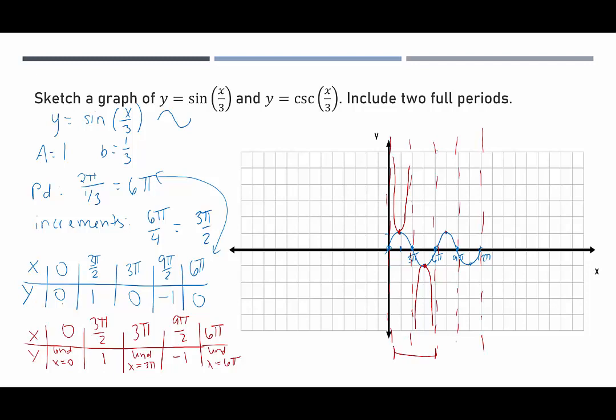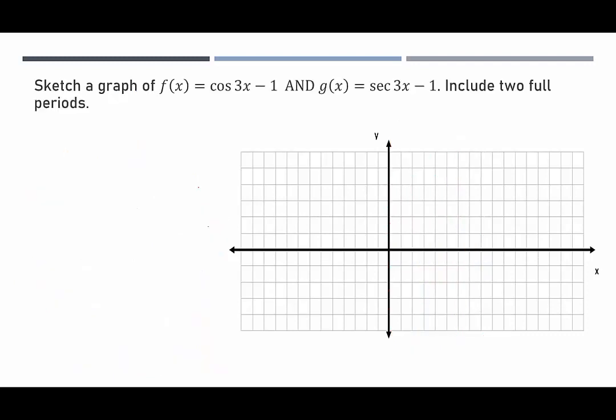Now we're going to look at between 6 pi and 12 pi. We go up, and then we meet here again at -1. And we have one that faces down. And this would be 2 full periods of sine of x over 3 and y equals cosecant of x over 3. Okay, in our next example, I encourage you to pause the video and try it out and see how you do. Let's see what this one looks like.